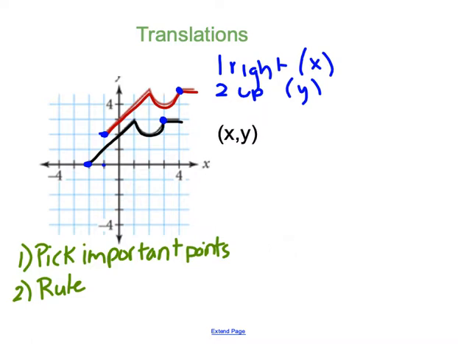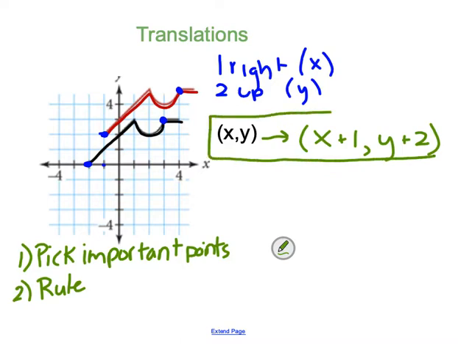So to write a rule for this, you take any point (x, y), and to move it 1 to the right, you'll take whatever the x value is and add 1. And then to move up 2, you'll take whatever the y value is and move it up 2. So if it ever said to write the rule, that would be how you would write a translation rule, where how far left to right it goes gets marked with the x, how far up or down it goes gets marked with the y.